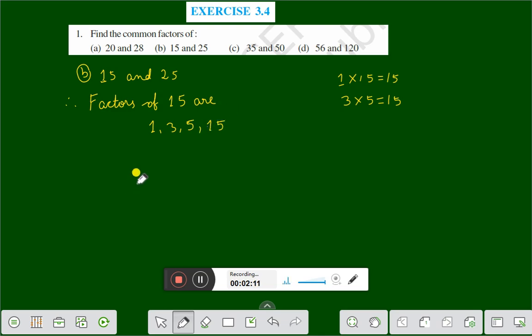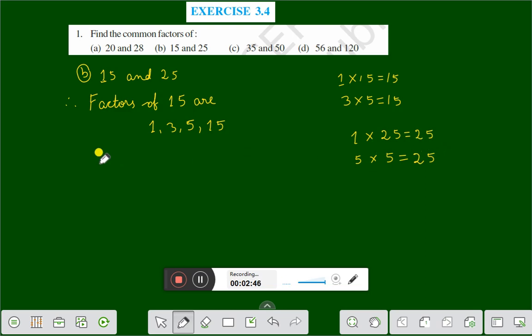Right? I will find the factors of 25. That is 1 into 25 is equal to 25, and 5 into 5 is equal to 25.